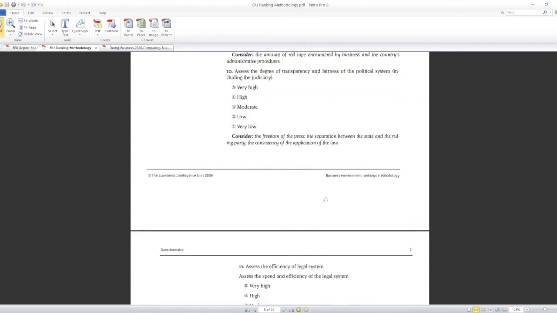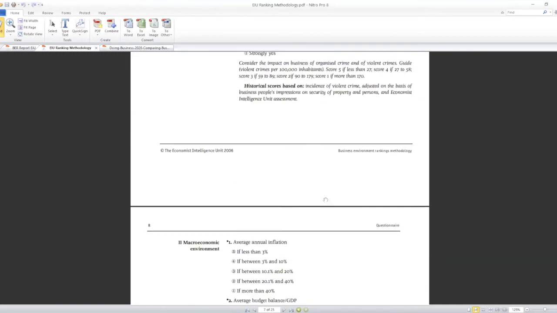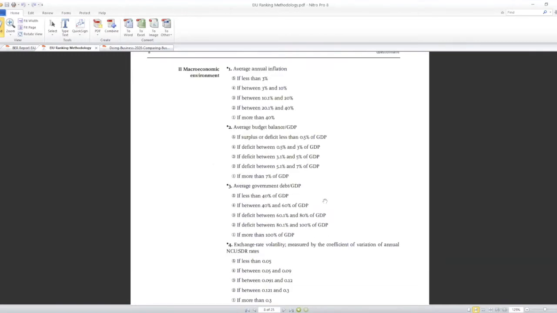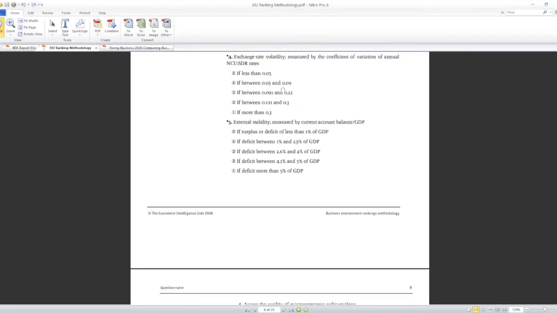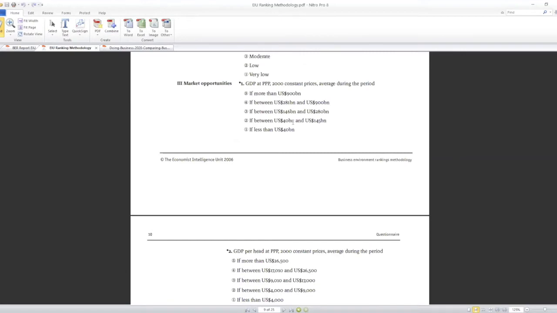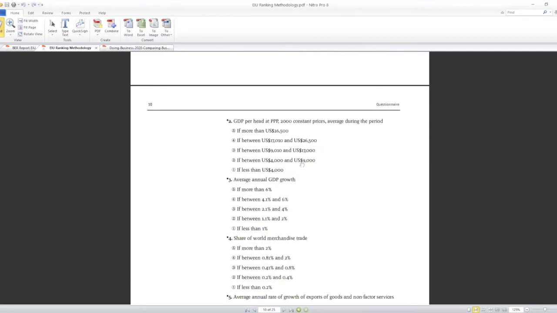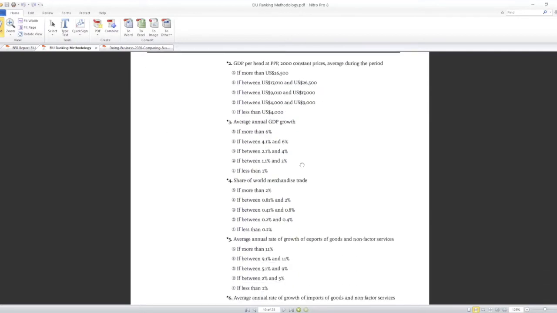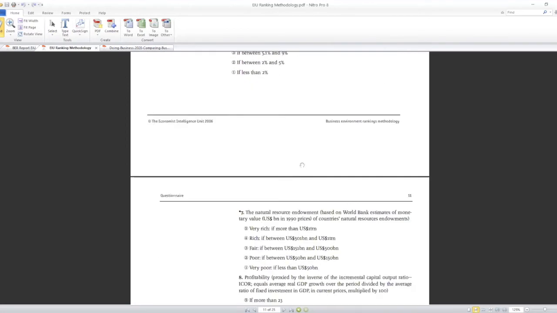Then they go ahead to look at the issue of the macro environment, right? And under macro environment, they look at a number of indicators. You can see that a lot of them are based on financial indicators like inflation, GDP, debt ratios, among others, right? Then after the macro environment, they go into market opportunities, right? Which are also based on a lot of financial indicators like the GDP, and then the number of people in the country, which is the population, GDP growth, share of world merchandise trade, among others, right?